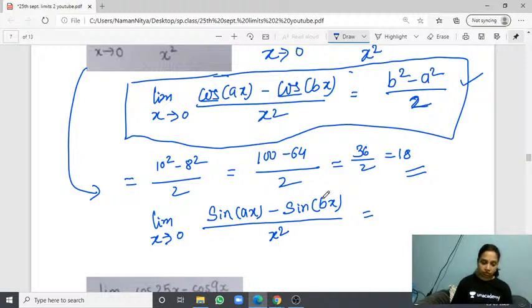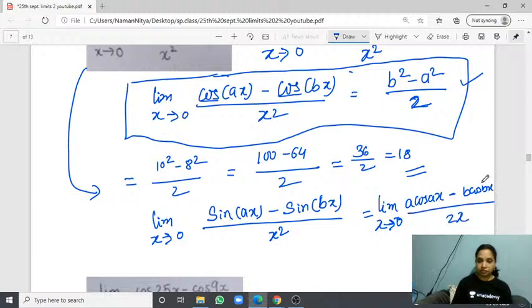See, if you do L'Hospital's rule, you will get the formula for this case also. Two times you have to differentiate numerator and denominator both. If I put x equal to 0, definitely it is 0 by 0 form. So let me write and we'll create one more formula. What will be the differentiation of sine ax? It is a cos ax minus b cos bx divided by 2x.